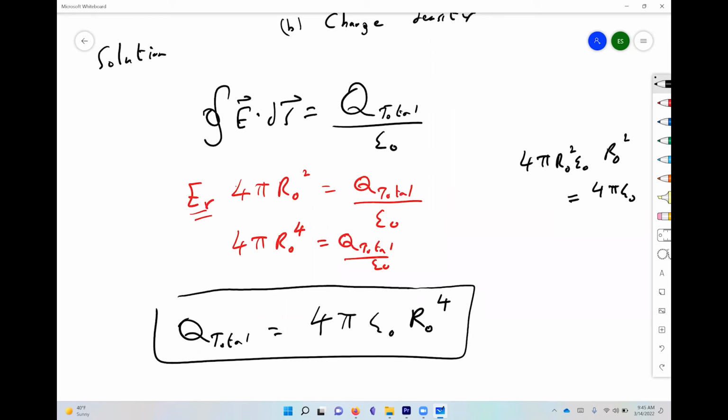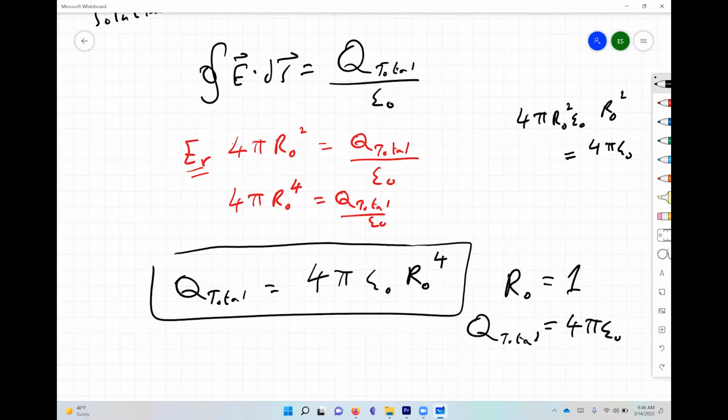Oh, no. No, not a typo. Sorry. I misjudged the guy. Sorry. We know that R naught equals 1 meter. So if you plug that in, yeah, then Q total equals 4 pi epsilon naught. Yeah, that's absolutely true if R naught equals 1. Okay, what is the charge distribution in this case?